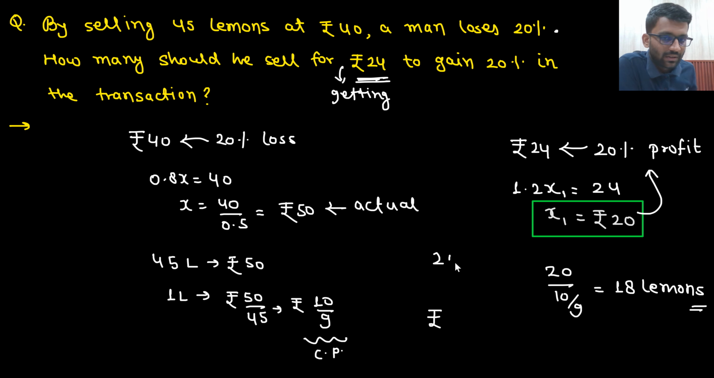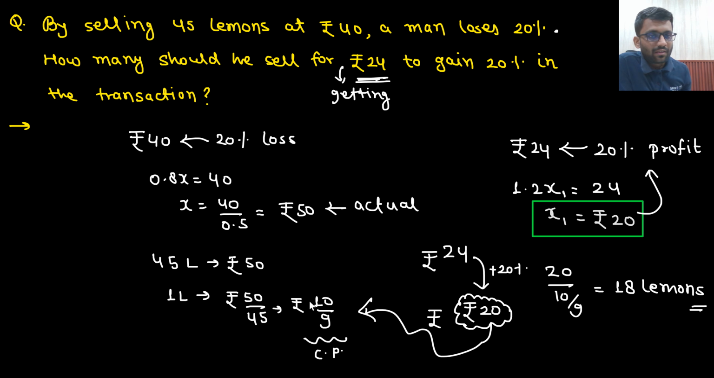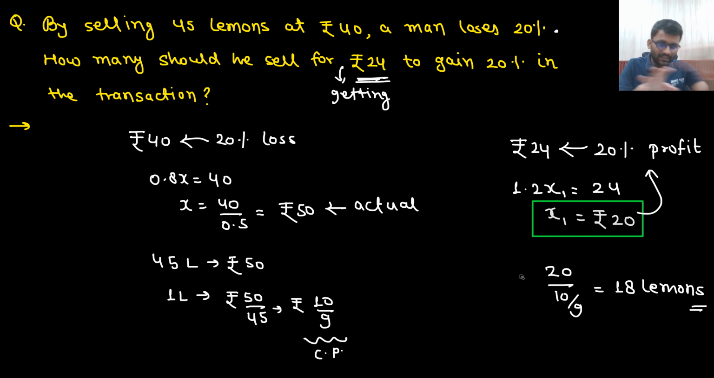Now he has 20 rupees, but he needs to make 24 rupees. With the profit of 20%, how much money should he have? Rupees 20, because 20 rupees plus 20% will give him 24 rupees. So he should have 20 rupees with him. How many lemons can he buy in 20 rupees? In 10 by 9 rupees, he can buy 1. So in 20 rupees, 9 by 10 into 20, 18 lemons. So that's it. The answer is 18 lemons. This was a very good problem. Do see the solution once again.